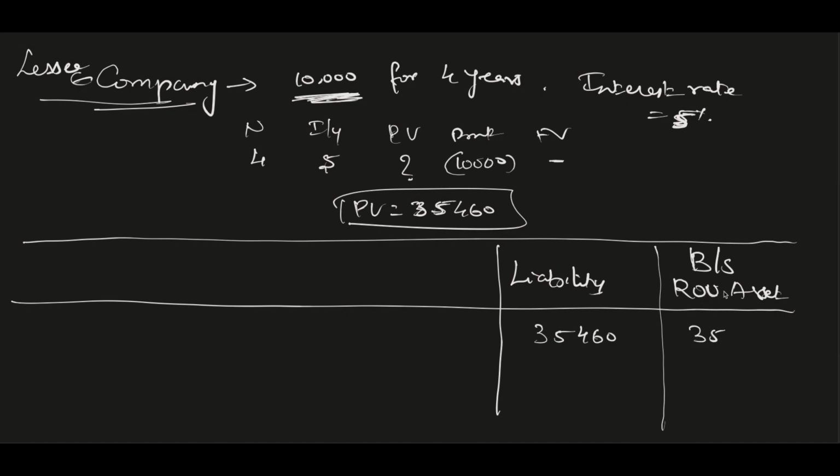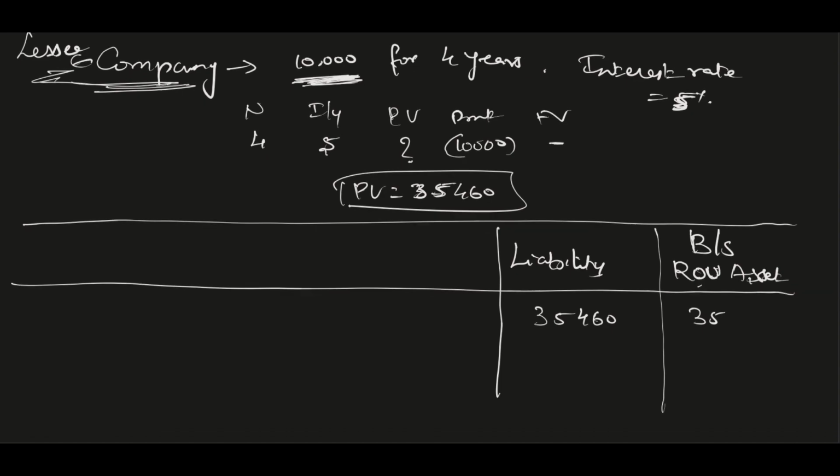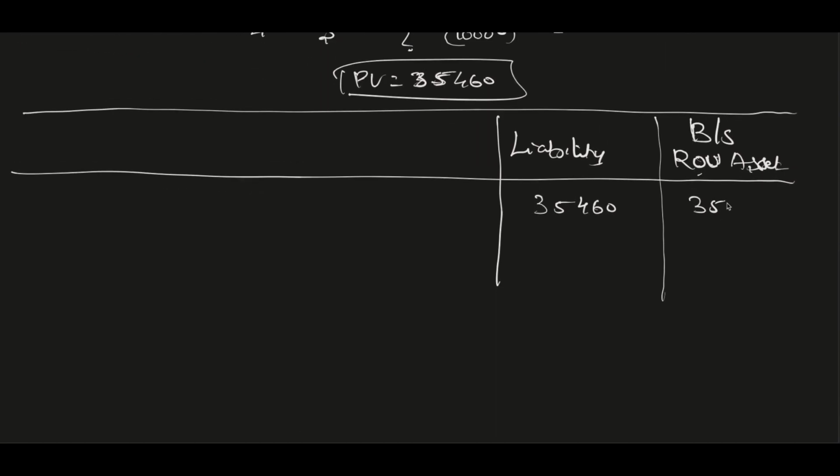Why do we say right of use asset? Because actually the asset is not bought, right? The asset is just leased, saying that 10,000 the company is going to pay. Because it is not the actual property, plant and equipment, we have given a new terminology as right of use asset, or ROU asset. So here this is the asset value, so asset and liability.